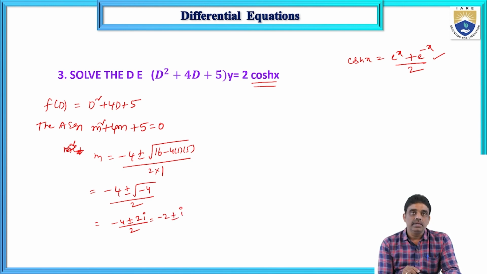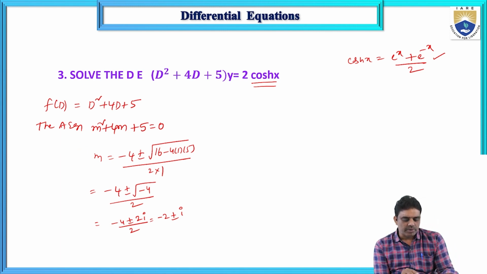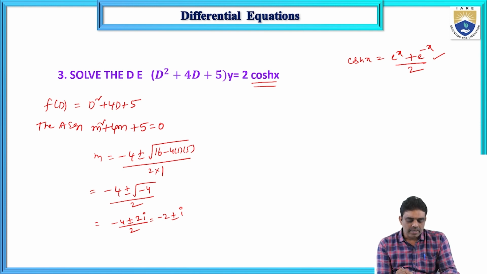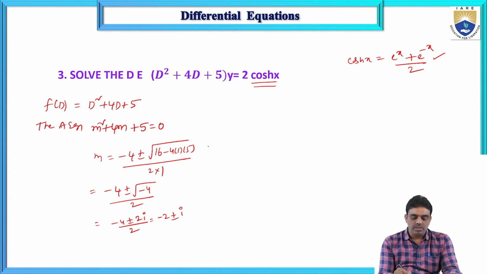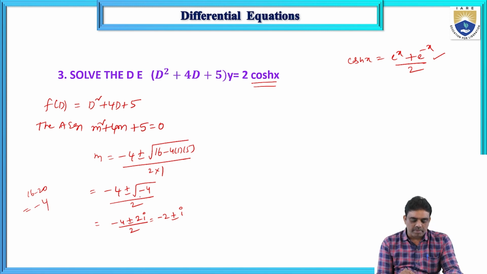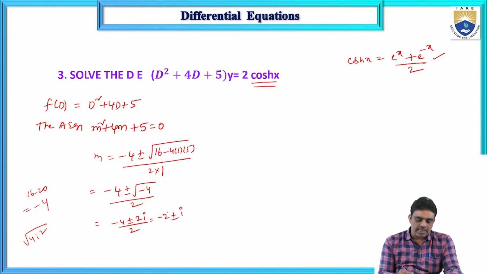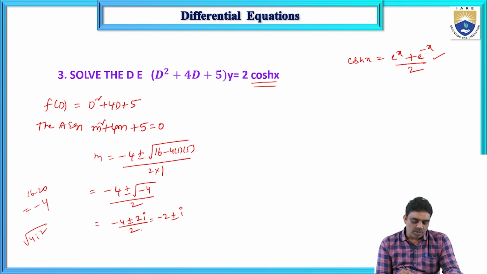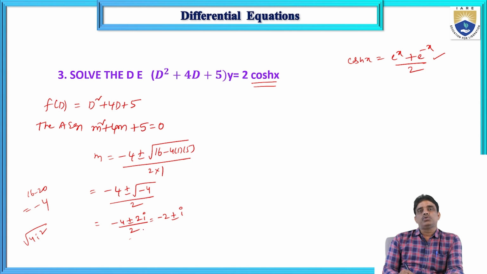Am I right? Here, see the equation m square plus 4m plus 5 is equal to 0. The roots are minus b, minus 4, plus or minus root of b square 16 minus 4 into a which is 1, c which is 5. That is minus 4 plus or minus root of 16 minus 20, under square root minus 4. So minus 4 plus or minus root of minus 4 by 2. Under square root, minus 4 is 4i square. On writing outside you will get 2i. 2i by 2, on cancelling out 2 in the numerator and denominator, minus 2 plus or minus i.